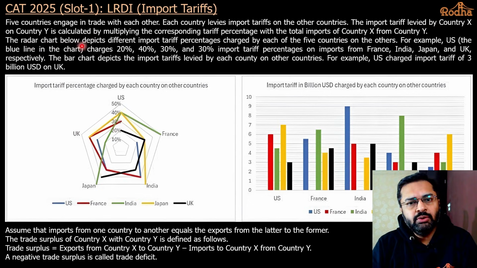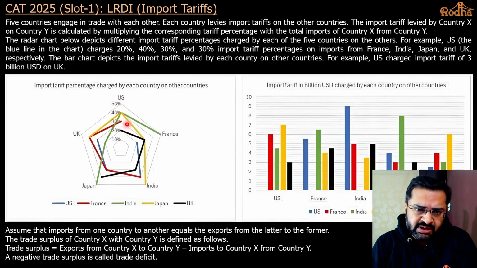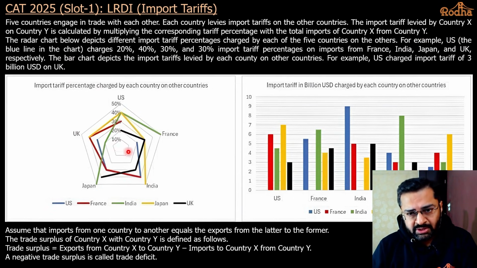The radar chart below depicts different import tariff percentages charged by each of the 5 countries on the others, and this radar chart shows the import tariff percentages, right? And they have given an example as well, just to explain, which makes it simpler. US, the blue line in the chart. They've explained how to read this chart, which is good. So this is the line that we're talking about. This is the blue line, this is the blue line, right?